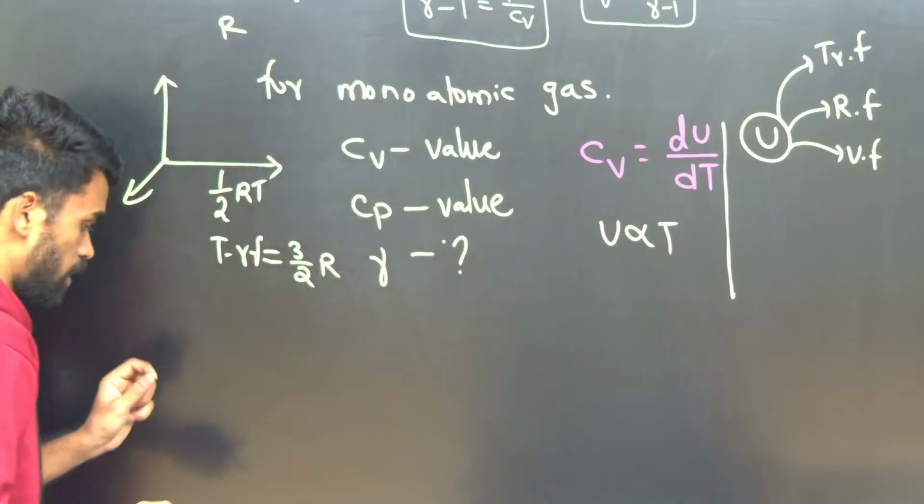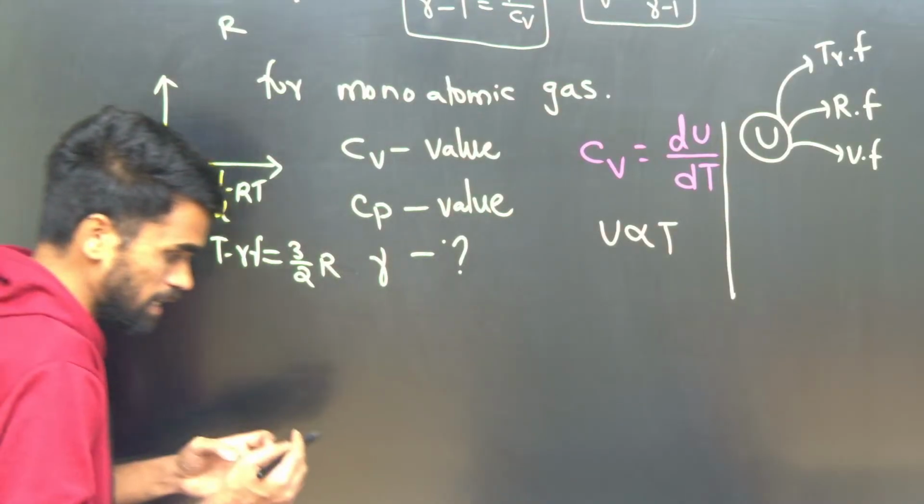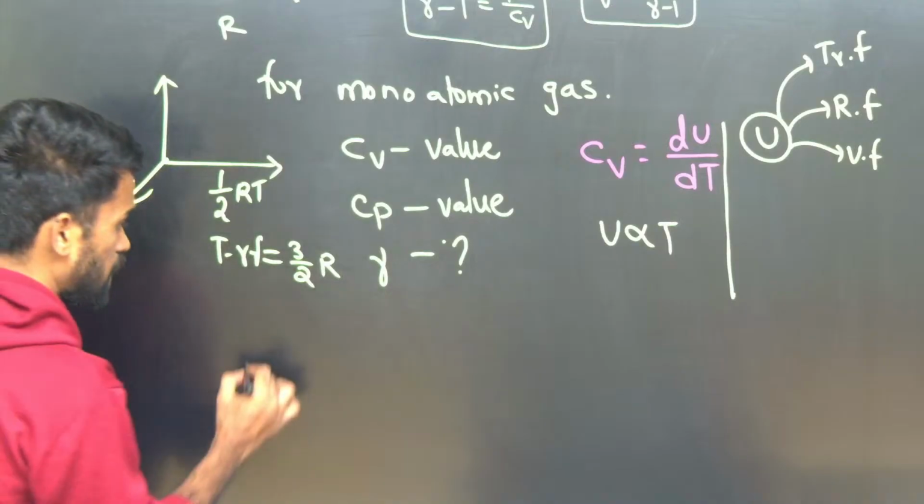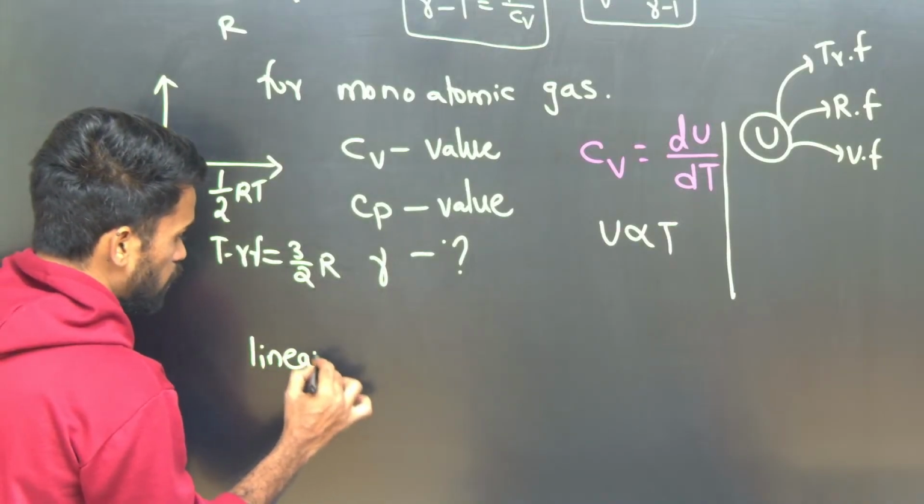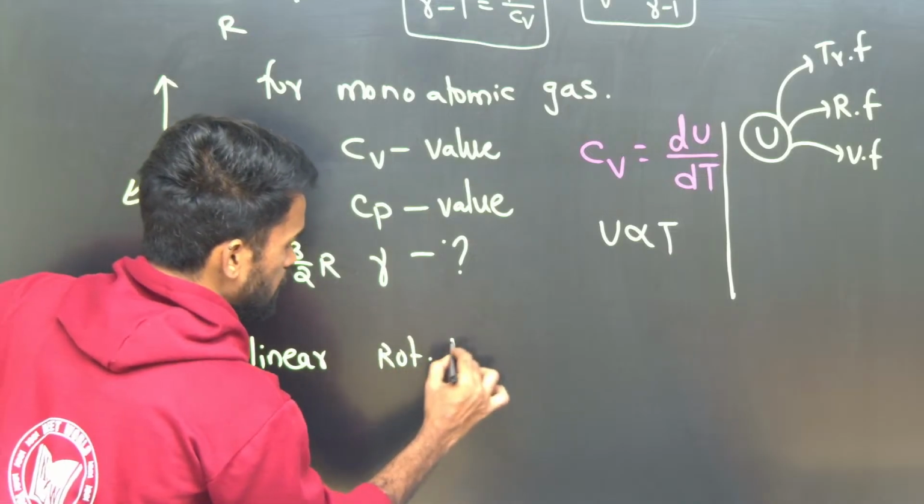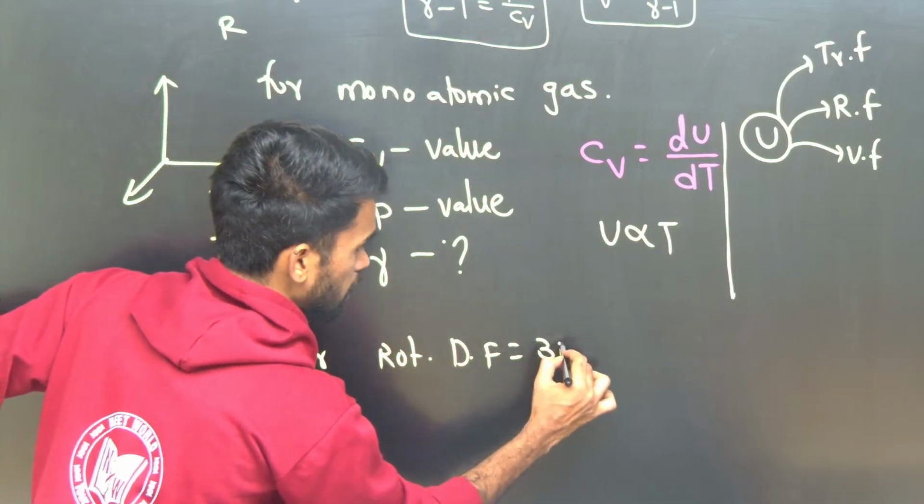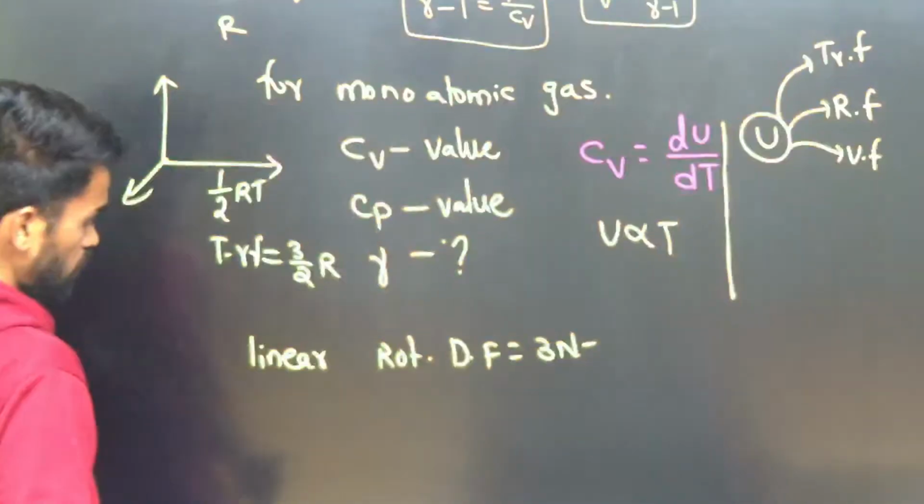For molecules, they can be linear and non-linear. For linear molecules, the number of rotational degrees of freedom is just 2. And for non-linear molecules, rotational degrees of freedom will be 3. That's it. You just remember this.